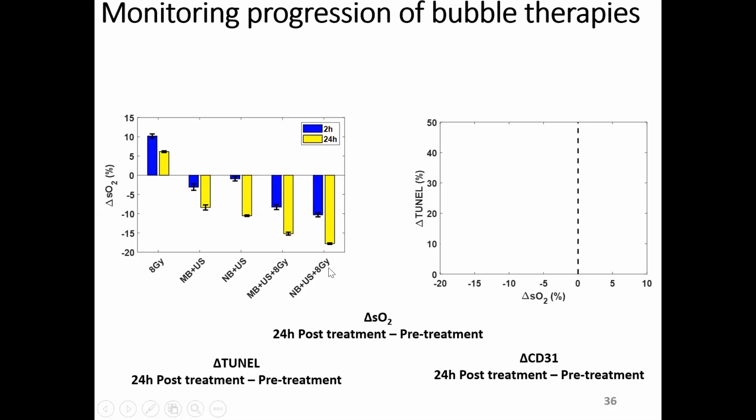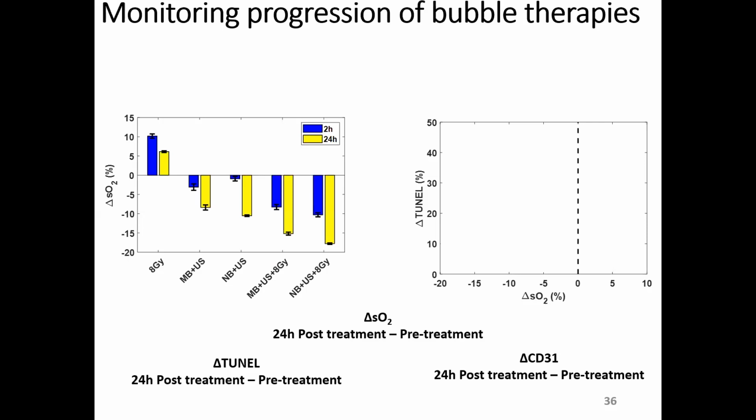8 grays of radiation. And that change is also very different from the change that we observe in the tumor oxygenation as a result of a single treatment of radiation, which actually has the complete opposite effect, most likely as a result of the inflammation of these tumors.